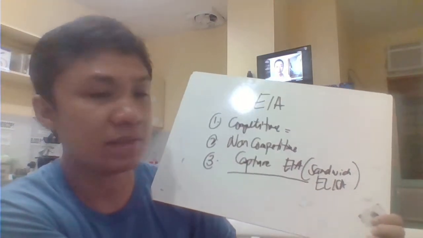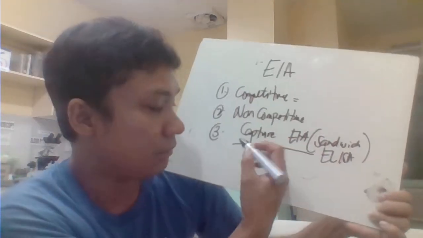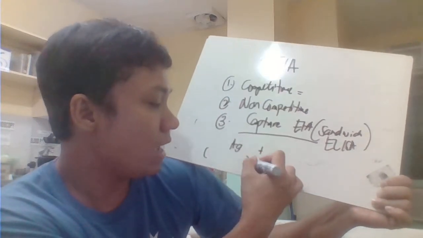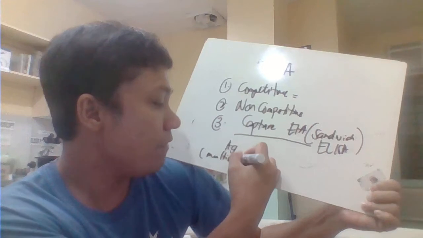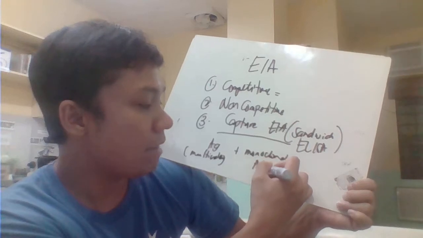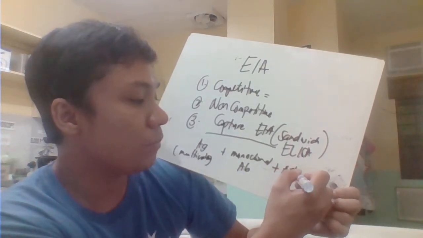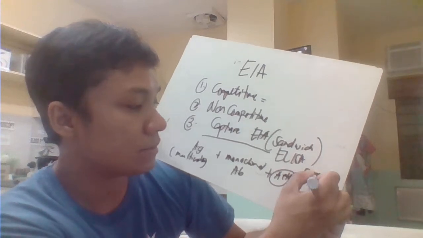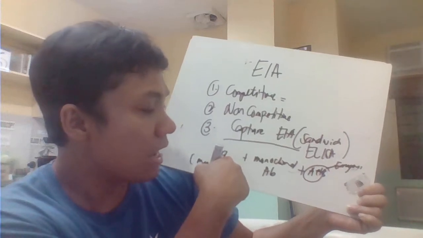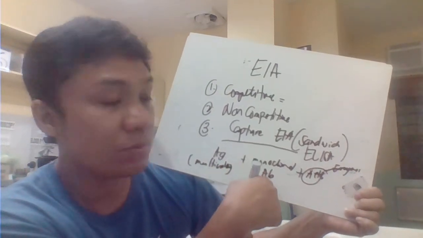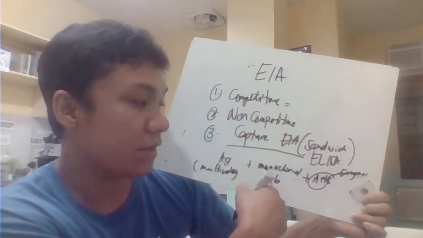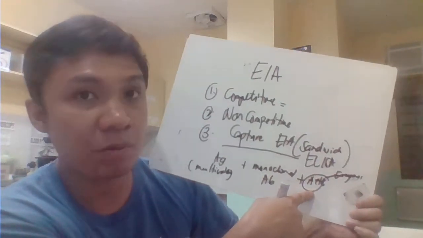How about your capture enzyme immunoassay or your sandwich ELISA? Still, you have your antigen. Okay, pero ang requirement nito dapat multivalent na antigen. Then we have your monoclonal antibody plus your anti-human globulin labeled with your enzymes. Okay, so if you have your antigen in your sample, it binds with monoclonal antibody as your agent to form antigen-antibody complex. If you have the antigen-antibody complex, magbabind ito, anti-human globulin labeled with your enzymes.